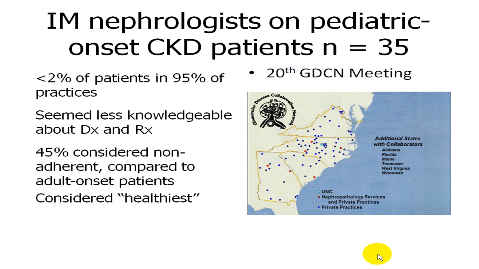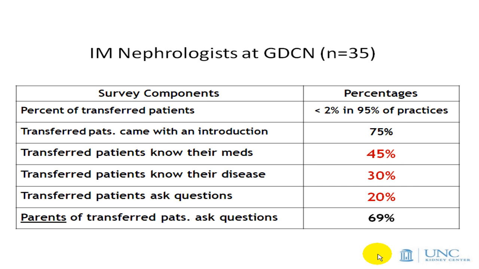Thank goodness I don't. But they also told me that the pediatric onset patients seem less knowledgeable about their diagnosis and treatment, and they also consider that 45% of their patients are non-adherent compared to the adult onset patients. I'm going to pause for a second here, because if you look at the adult literature, half of the patients are non-adherent. All right? So here goes for my pediatric patients. I'm not sure why they're so upset with my kids when their adults are not as adherent as they should be. Fair is fair.